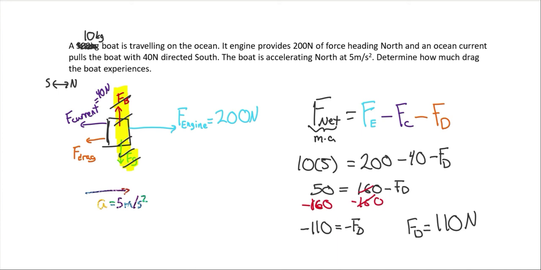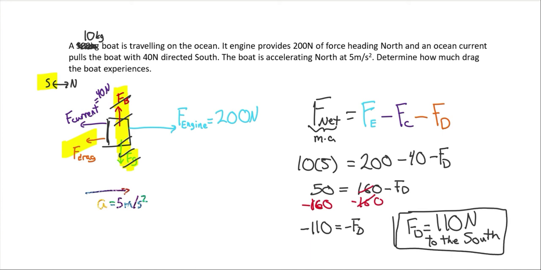Which direction was the drag force going? Well, we just take a look back at our free body diagram and we can see here that the drag was heading in the south direction. So force drag is 110 newtons to the south. There we go. And that solves that problem.